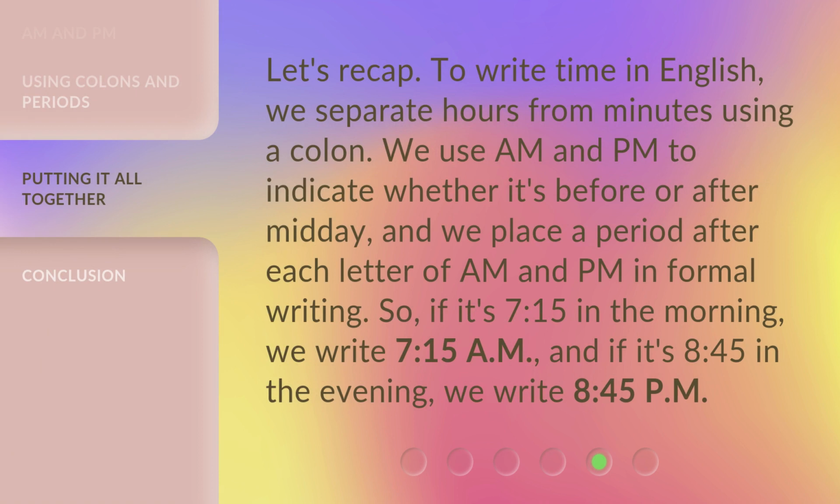Let's recap. To write time in English, we separate hours from minutes using a colon. We use AM and PM to indicate whether it's before or after midday, and we place a period after each letter of AM and PM in formal writing. So, if it's 7:15 in the morning, we write 7:15 AM, and if it's 8:45 in the evening, we write 8:45 PM.